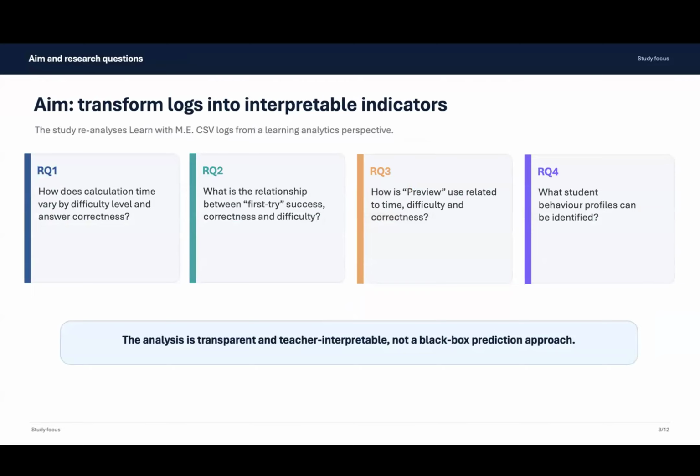The aim of the study was to reanalyze the CSV log files generated by Learn with Me from a learning analytics perspective. More specifically, we wanted to transform automatically recorded interaction data into indicators that are understandable and useful for the teachers. The study was organized around the four research questions that you can see. The focus is not only on performance but on behavior during the learning, and the key message is that the approach is transparent and teacher interpretable rather than a black box predictive analysis.